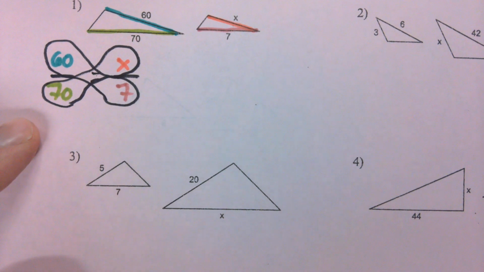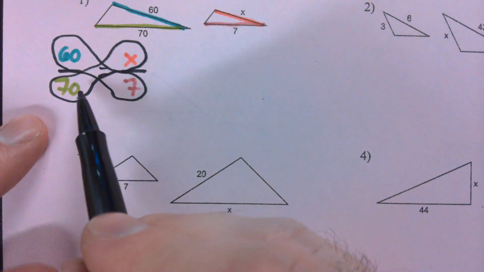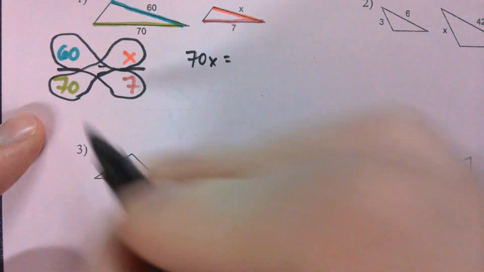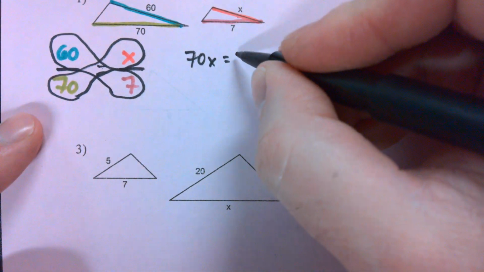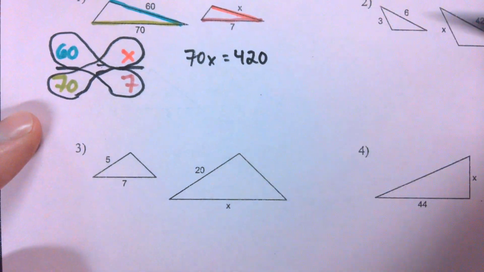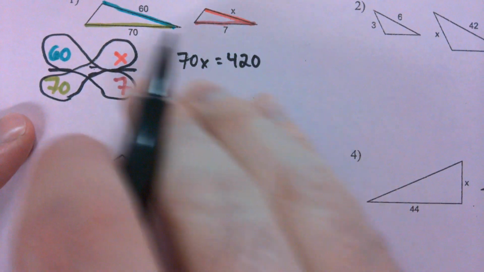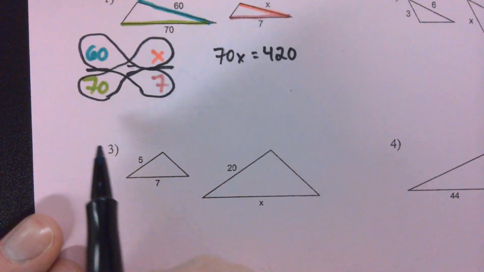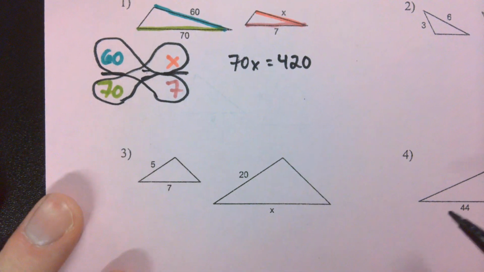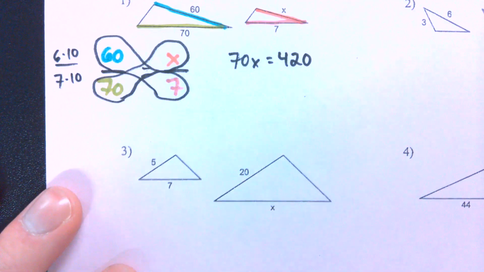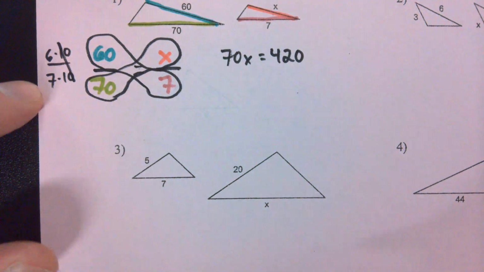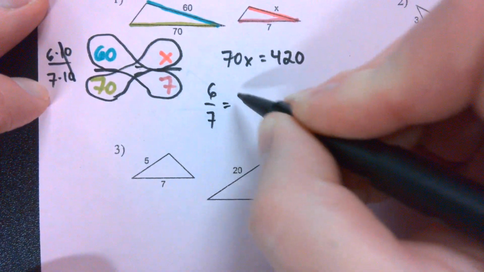So this is what I mean when I say we can simplify our fraction first. Because 70 times x gives me 70x. 60 times 7 gives me, I think, 420. Well, now I have to divide this big number by this other big number. Can I simplify 60 over 70 at all? 6 times 10 over 7 times 10? Is there anything I can cancel out here? The 10s. So now I've got 6 over 7 equals x over 7.